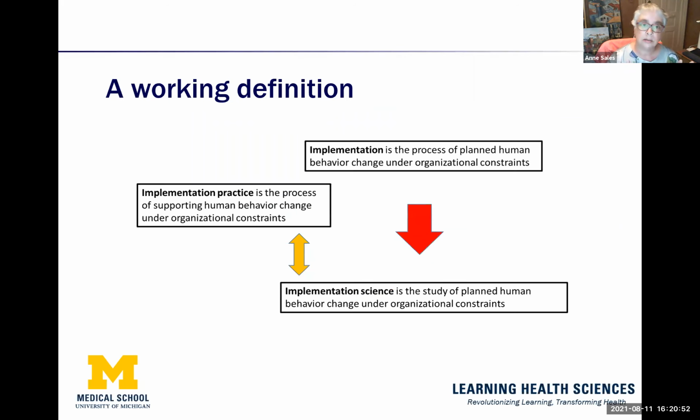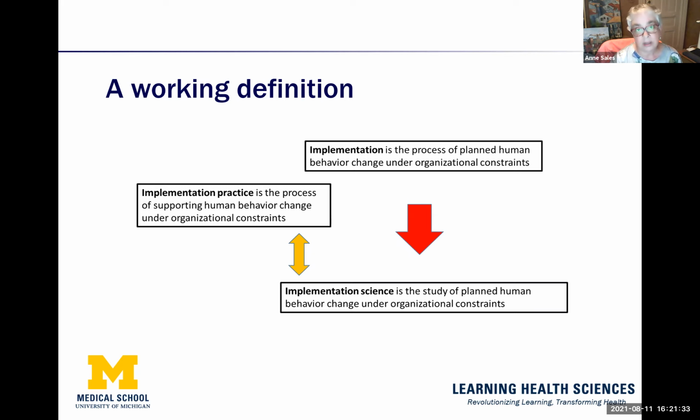So I'm going to start with a brief definition of implementation. I define it, and this follows definitions in dictionaries and textbooks, as a process of planned human behavior change under organizational constraints. I'm not going to spend a lot of time describing the elements of this, except to say the real focus here is planning systematic change in the way we as humans do work, usually. Sometimes it's about change in our own lifestyles and behaviors. But in this case, for implementation, this is more about the work we do.